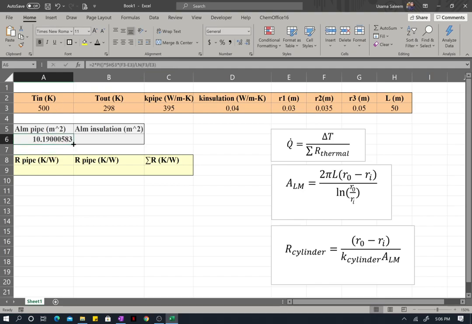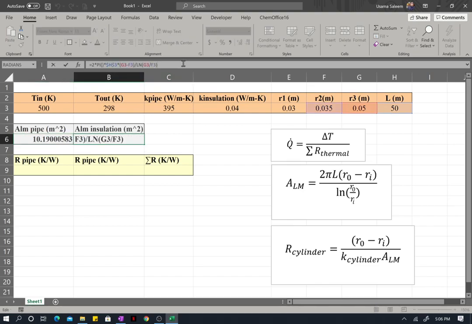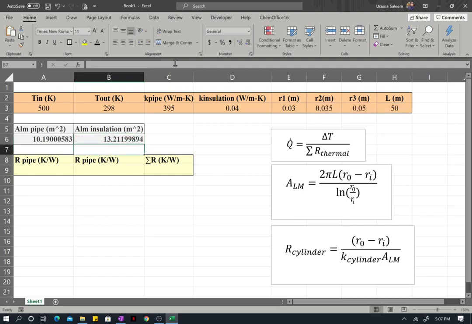And to get the log mean area associated with the insulation, I'm just going to drag it here. Beautiful. Just to give it a check: the axial length is the same, L is not changing, and everything else has translated pretty nicely. Very good. So now let's talk about the thermal resistance.